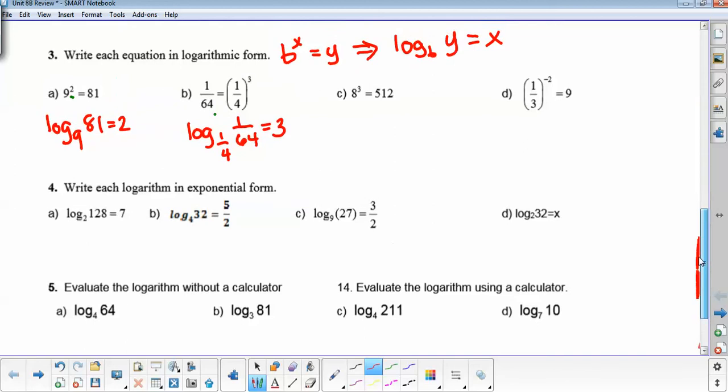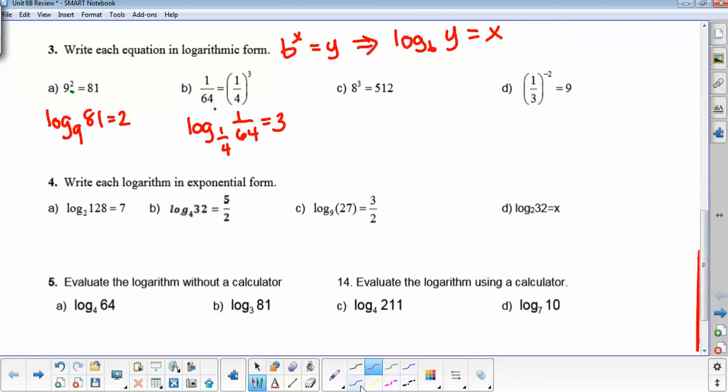All right, so now we're doing the same thing, but we're starting with logarithms. So I want to rewrite this as an exponential. The base of my logarithm is the base of my exponential. The answer to my logarithm is the exponent. That's going to equal 128.